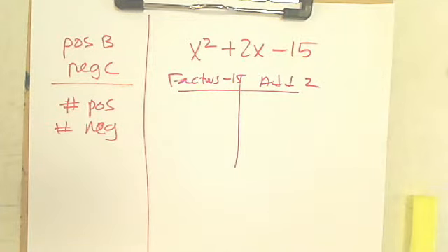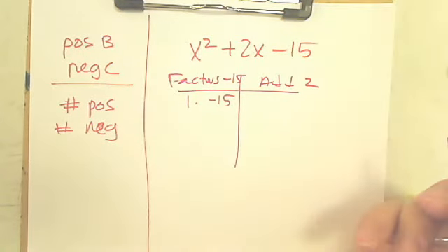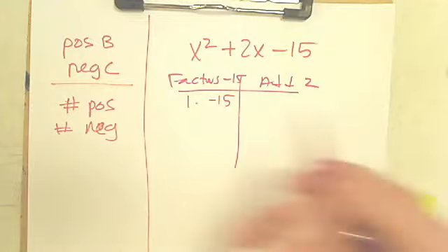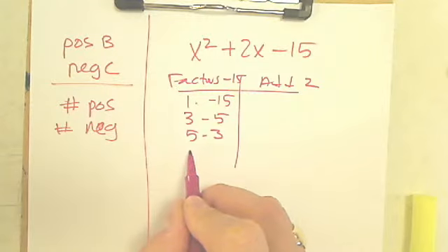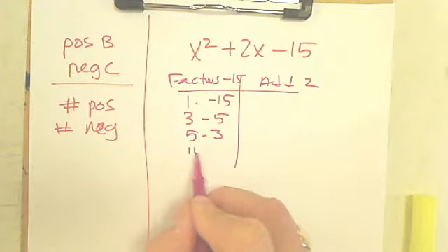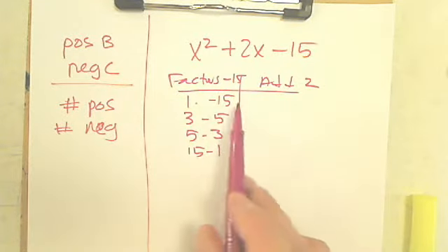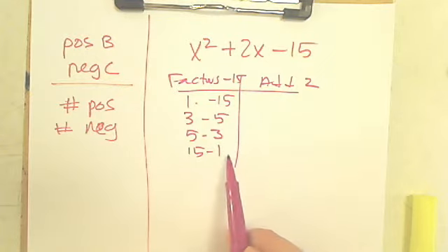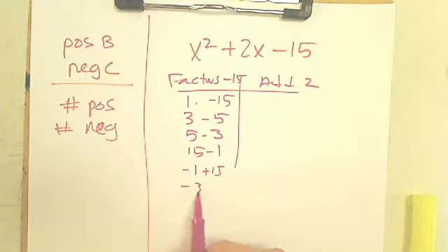So let's start with, do we start with negative 1? No, let's start with positive 1. It's easier that way. Positive 1 and negative 15. Keep going. 3, negative 5. Keep going. 15, negative 1. But aren't these all negatives when added? So now start with negative 1, positive 15. Negative 3, positive 5. I'm going to go the opposite. Negative 5, positive 3. Negative 15, positive 1.